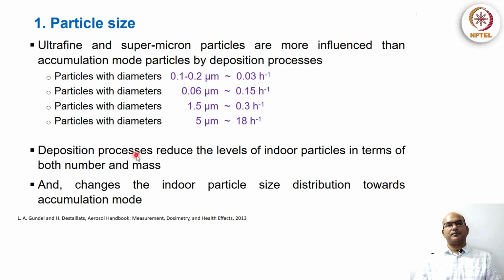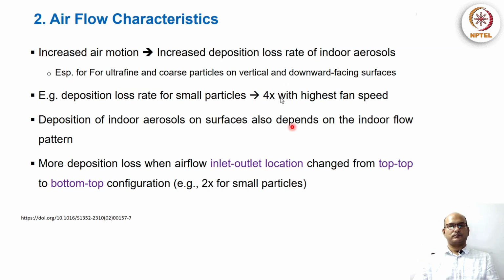So the deposition processes will reduce the levels of indoor particles in terms of both number and mass, and it changes the indoor particle size distribution towards accumulation mode. Basically, we have removed the ultrafine and the coarse particles, and the accumulation mode remained in the air. So the particle size distribution is moved towards accumulation mode, because we have more accumulation mode particles remaining in the air. So that was the influence of particle size.